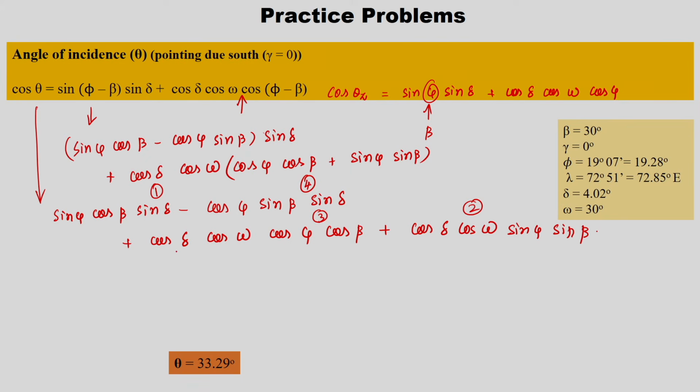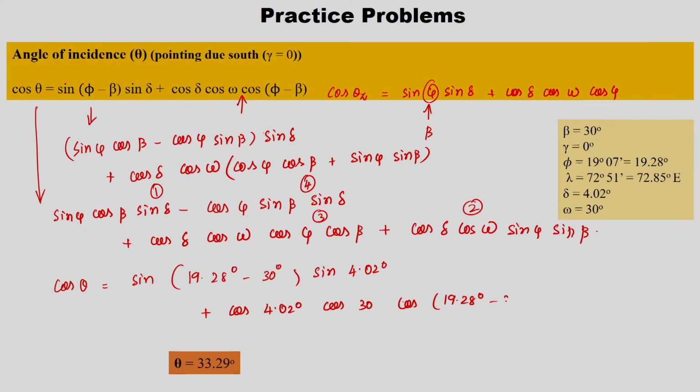Here again if you substitute in this formula, cos theta is equivalent to sine of 19.28 degree minus 30 degree into declination angle we calculated as 4.02 degree plus cos of 4.02 degree cos of 30 cos of 19.28 degree minus 30 degree. So this becomes theta as 33.29 degree.